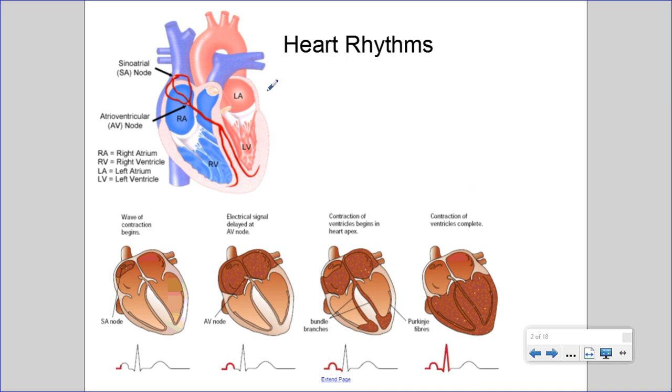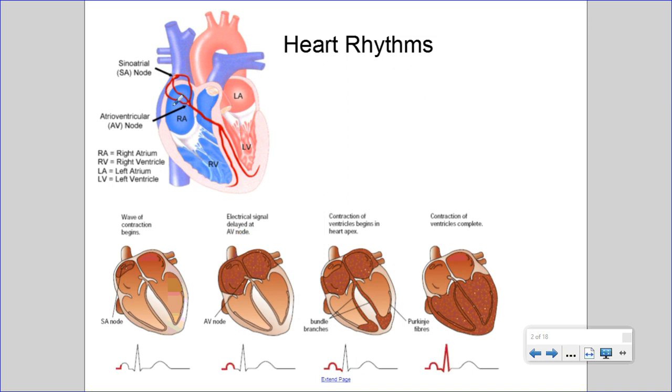Recall that all heart contractions start in the sinoatrial node. That sinoatrial node is that specialized bundle of nerve cells that will initialize the wave of depolarization that spreads initially throughout the atrium and will lead to the atrium contracting.